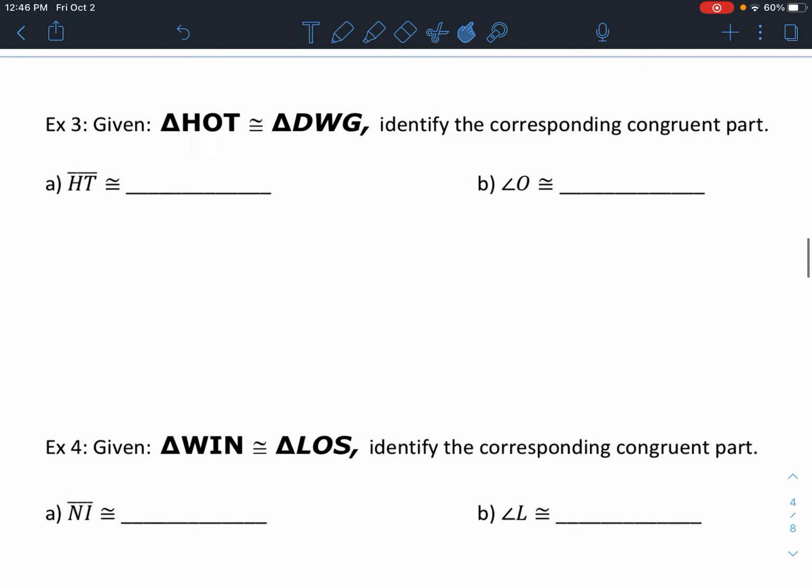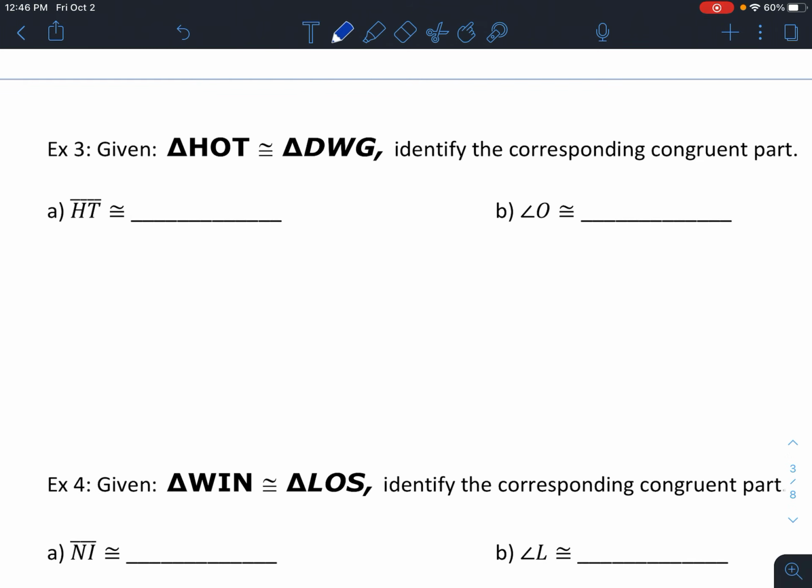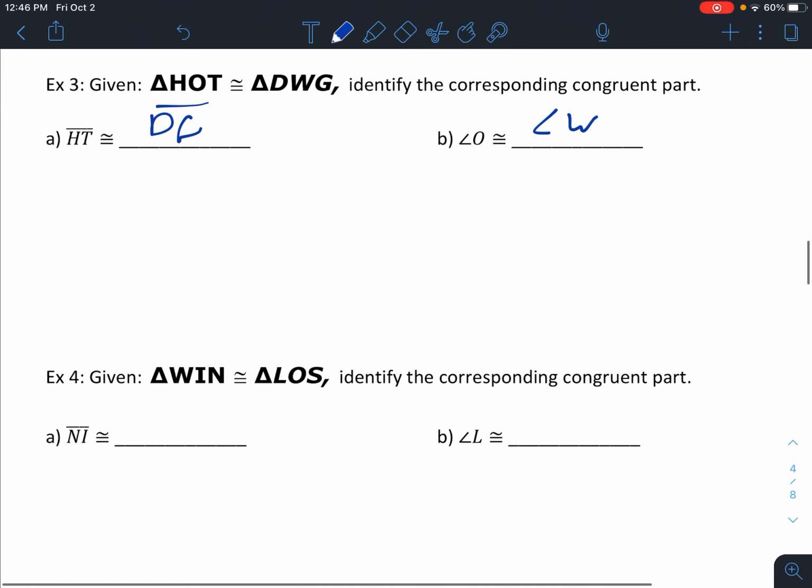All right, example 3. Given that those two triangles are congruent, what is segment HT congruent to? HT is congruent to segment DG. What is angle O congruent to? Angle O is congruent to angle W. Pause the video and try example 4. NI is congruent to SO, and angle L is congruent to angle W.